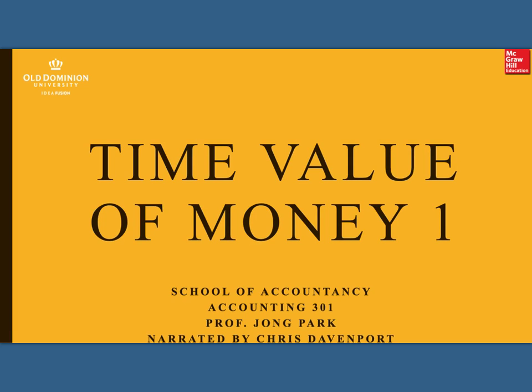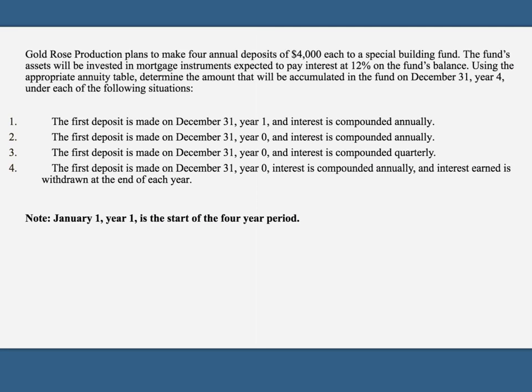This video is Chapter 6, Question 1, and we will be looking at a question focusing on the time value of money. Let's take a look at our scenario here. Gold Rose Production plans to make 4 annual deposits of $4,000 each to a special building fund. The fund's assets will be invested in mortgage instruments expected to pay interest at 12% on the fund's balance.